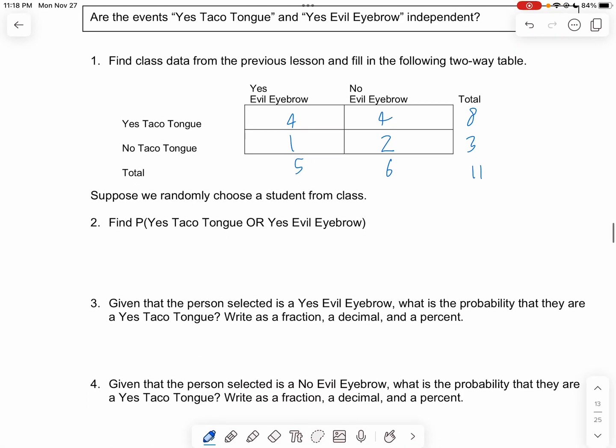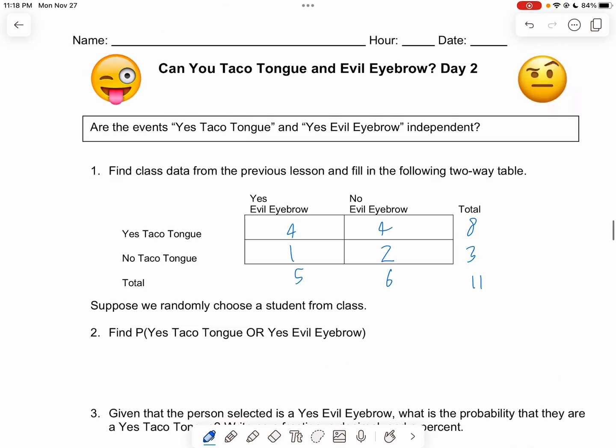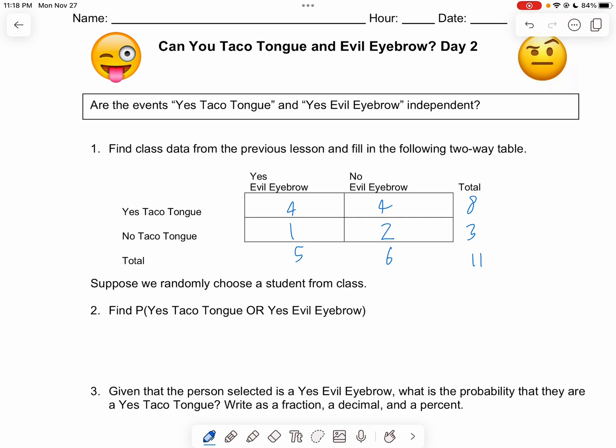Hello everyone, sorry I couldn't be there today, but I wanted to go over two main topics from our new section, Can You Tackle Tongue and Evil Eyebrow, Day 2. So, there are two main topics I want to focus on.